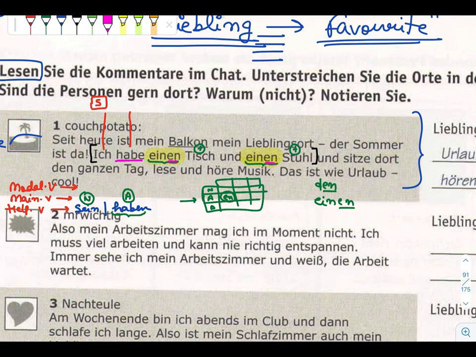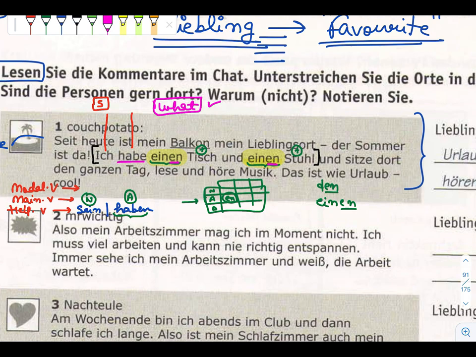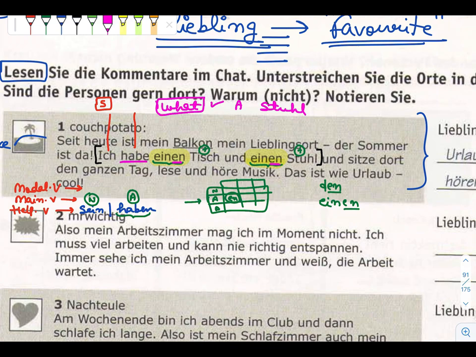One more trick I told you for checking for accusative is the what question. We can ask the what question. For example, ich habe einen Tisch, or ich habe einen Stuhl. I have a stool. So, what do I have? I will ask myself the what question, what do I have. The answer will come: einen Tisch or a stool. So, this is the answer that is coming. So, it is a direct object. Okay. So, if it is a direct object, then it comes into accusative.